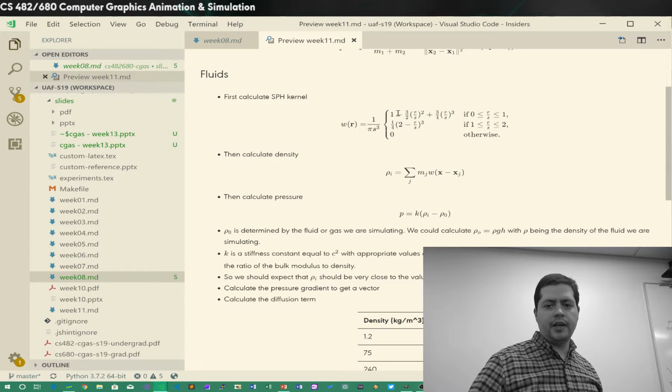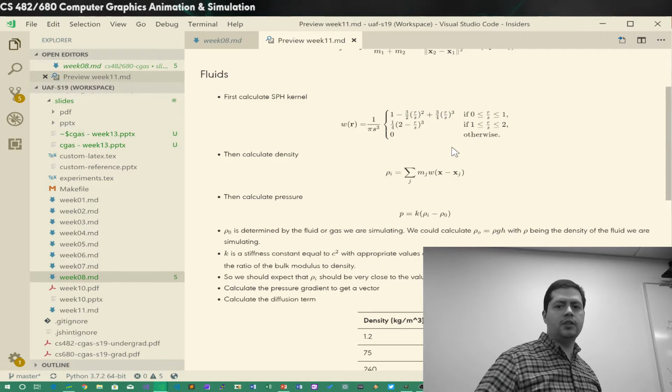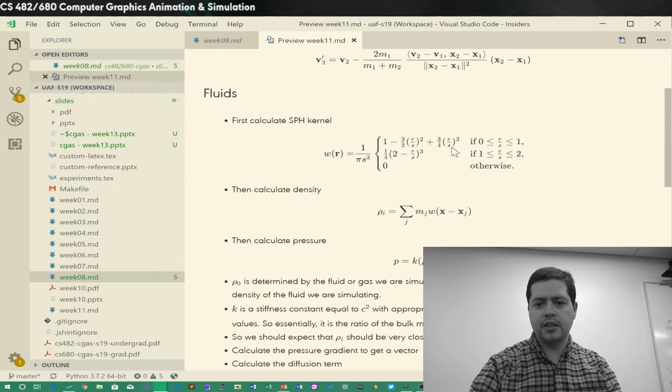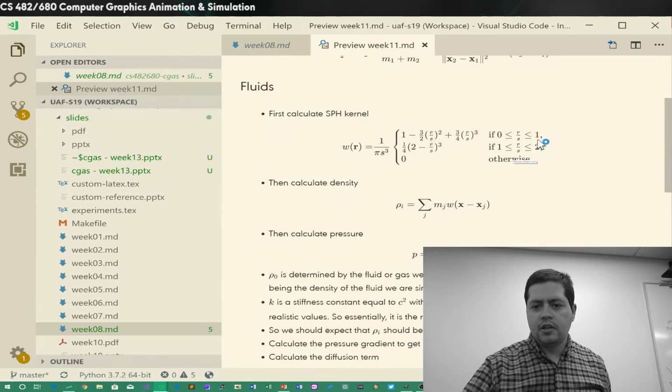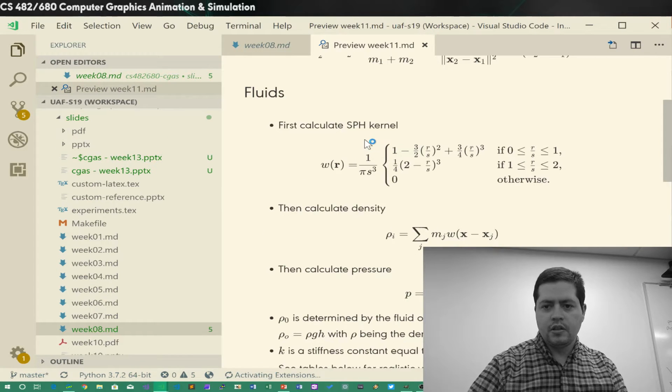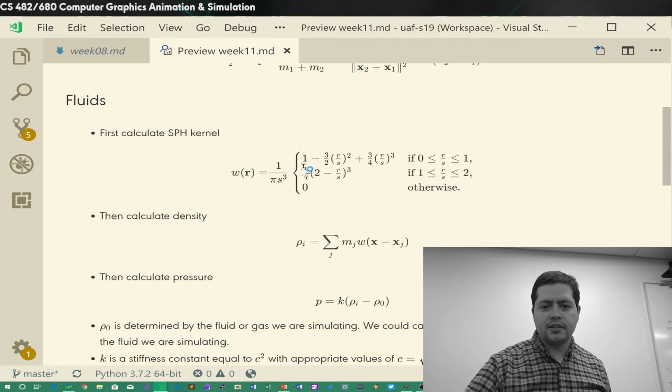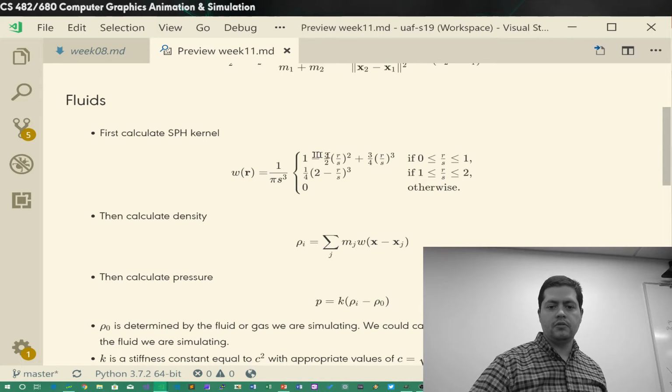If R is 0, what happens to the R over S term? Because that affects which case we pick. Let me make this bigger. So we're going to pick the first case, right? Yeah, just one, because this term goes to 0. 0 over S is going to be 0. This term is going to be 0 as well. We pick this first case because R over S is going to be 0.